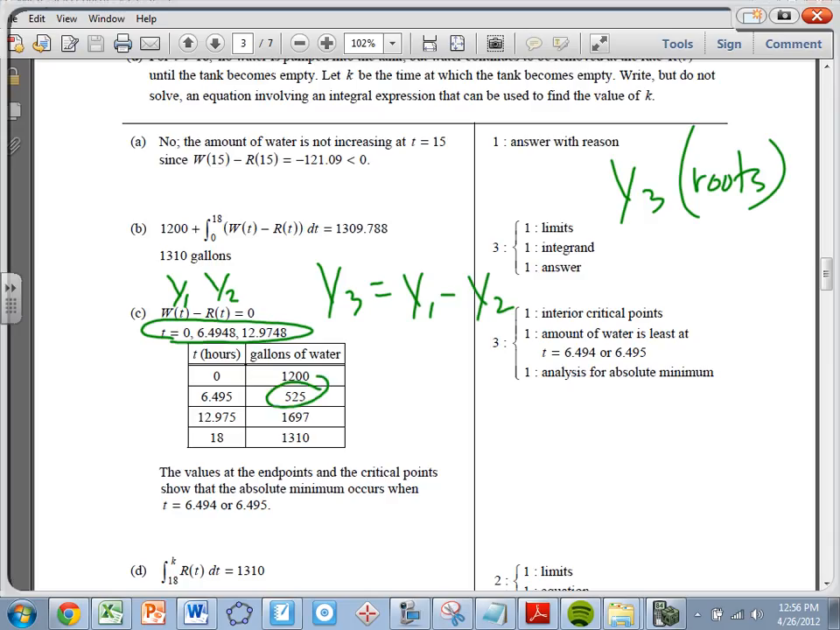Where do these numbers come from, everybody? The hours. Okay, they're the roots. What is this number, though? Absolute. Oh, the relative.